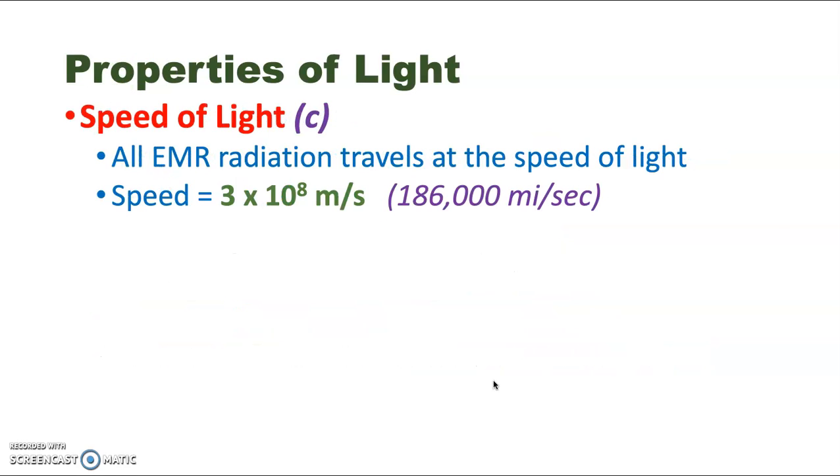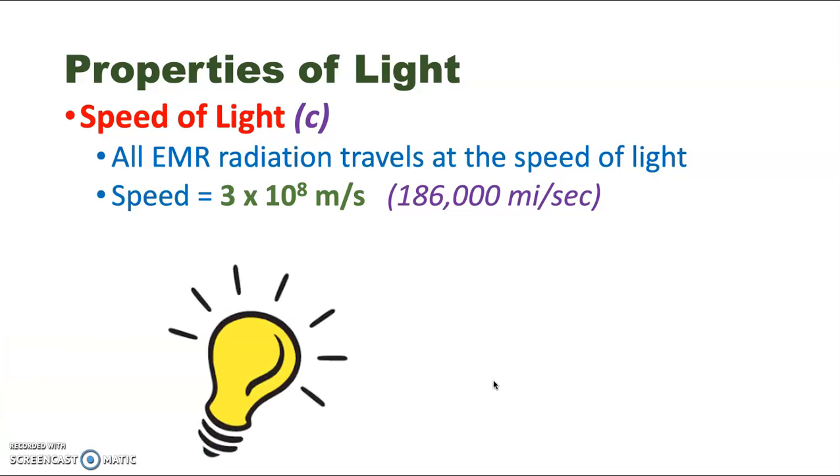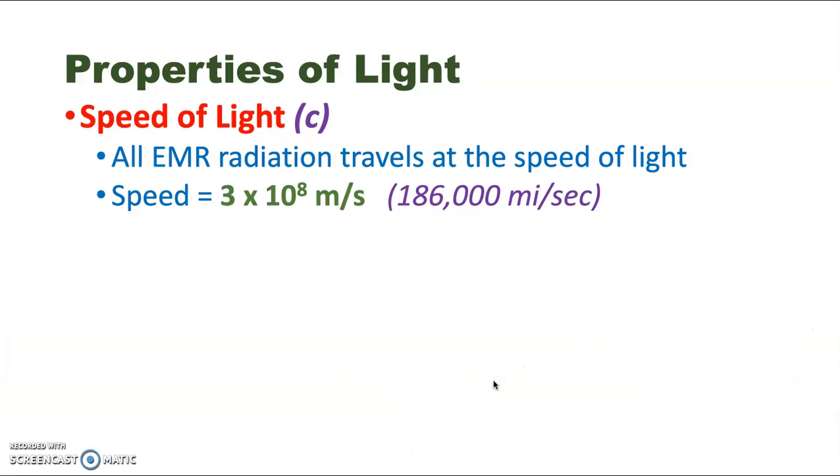And they all travel at the same speed, which is the speed of light. So it goes really, really fast. 3 times 10 to the 8 meters per second, or 186,000 miles per second. So think about how fast that is for a second. Count to 1/1000, and light just traveled 186,000 miles. That's really, really far in a short amount of time. So all light, again, travels at the same speed, whether it's yellow light, blue light, green light, UV light, it all travels at the same speed.